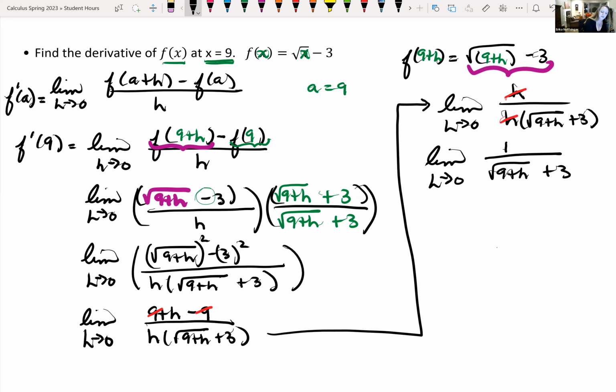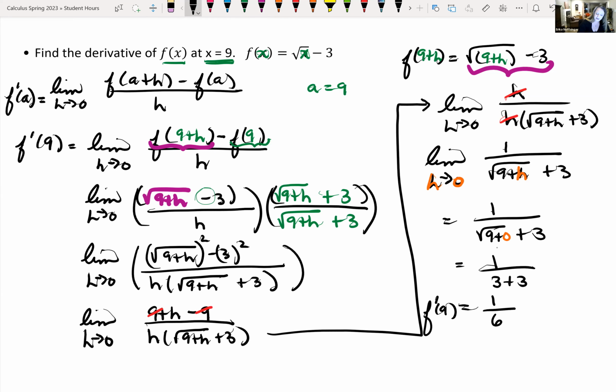So let's go back in and do our direct substitution. And if everything goes nicely, we should not have an indeterminate form anymore. So we have 1 all over the square root of 9 plus 0, and then plus 3 outside the radical. So this gives us 1 all over the square root of 9, which is 3, plus this 3, which is equal to 1 all over 6. So this is the derivative of our function at x equals 9.